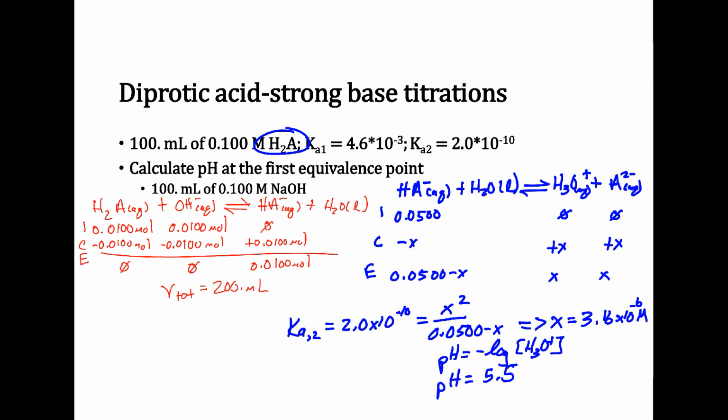So if you were to think about that generic titration curve that we have, first we looked at the initial pH, which was right here. Then we did halfway to the equivalence point. We did the equivalence point. So now we're going to look at halfway between the first and second equivalence points here. And then we'll also look at the second equivalence point.